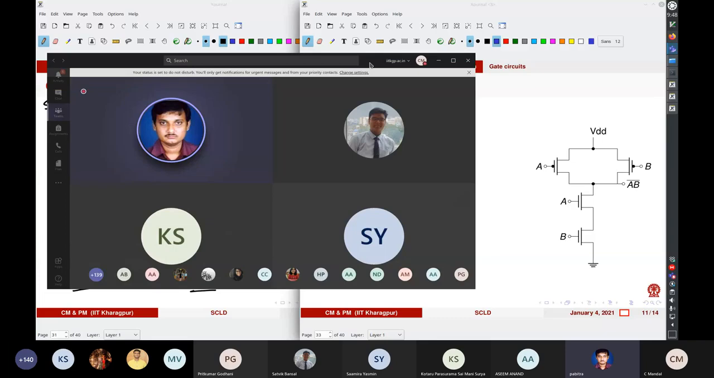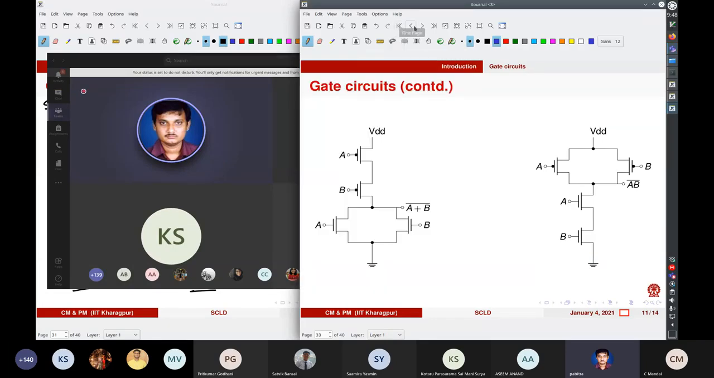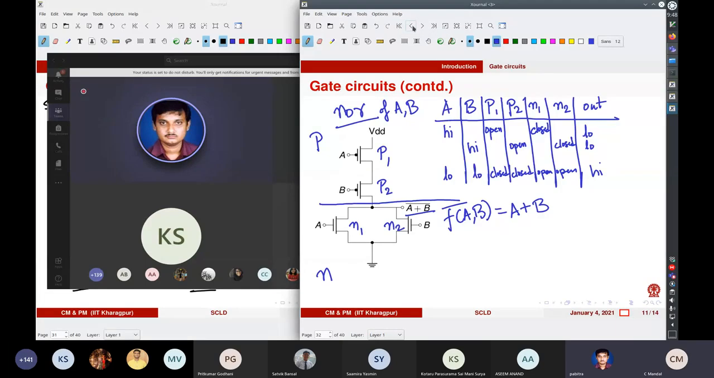You understand what the operating table is? It will be for each value of A and B, high and low, what is the output. This kind of table. Exactly. This is the operating table.